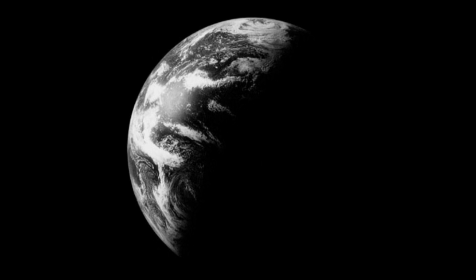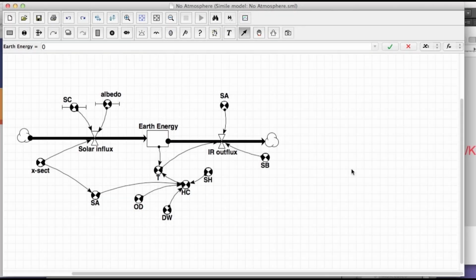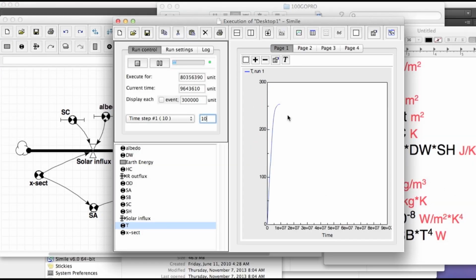Welcome back to our series on modeling, in which we are trying to make a basic climate model for an Earth-like planet. On our last episode, we made the planet with no atmosphere and found it was a frozen world at 255 Kelvin, negative 18 Celsius. This time we're going to add an atmosphere and see if we can get the temperature tuned to our measured average global temperature of 15 degrees Celsius, or about 288.15 Kelvin.